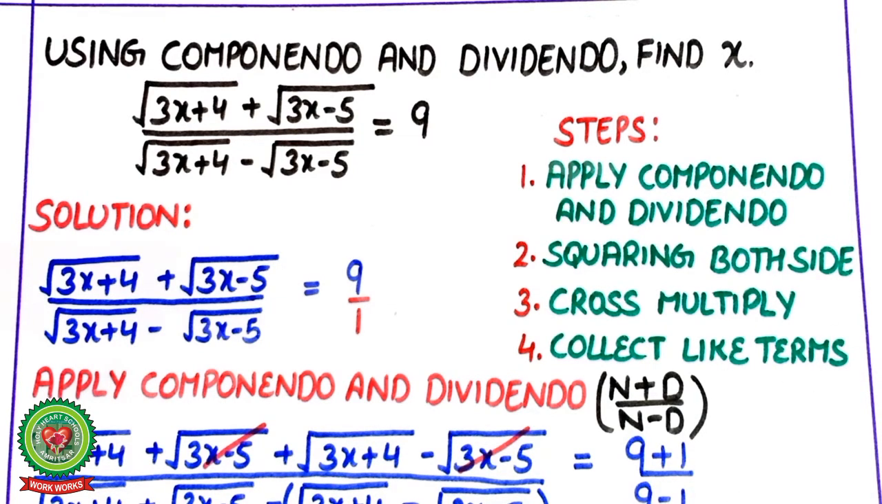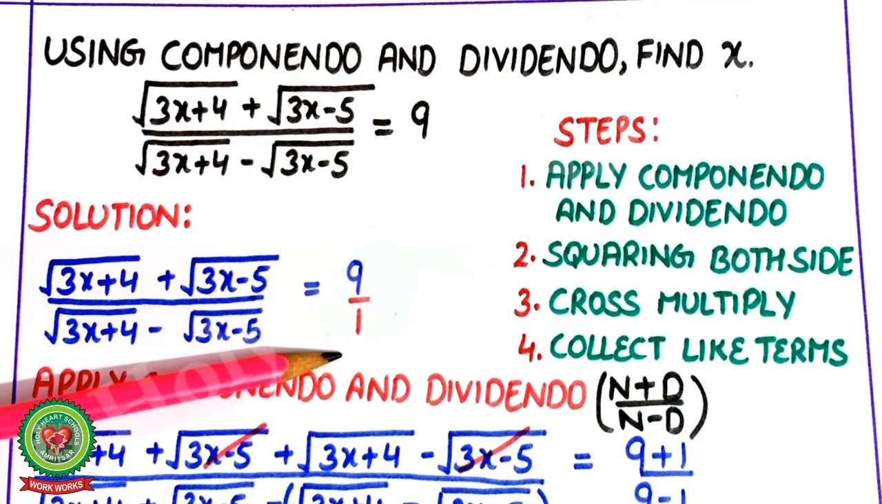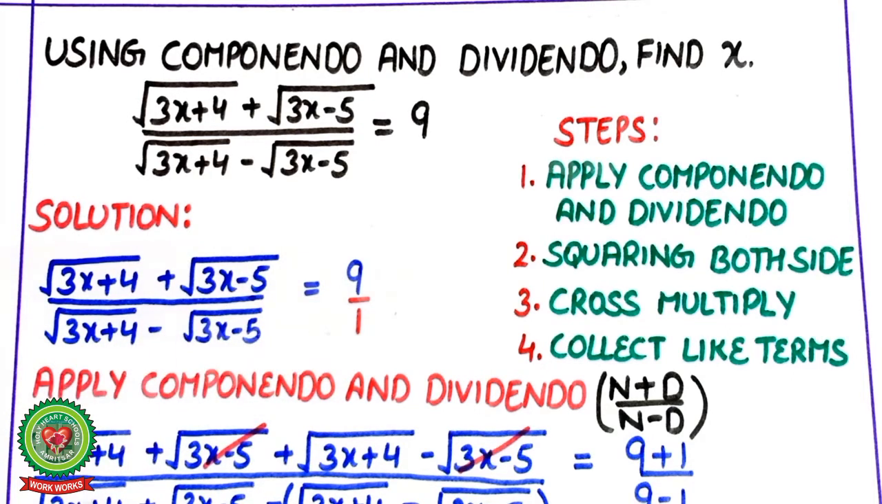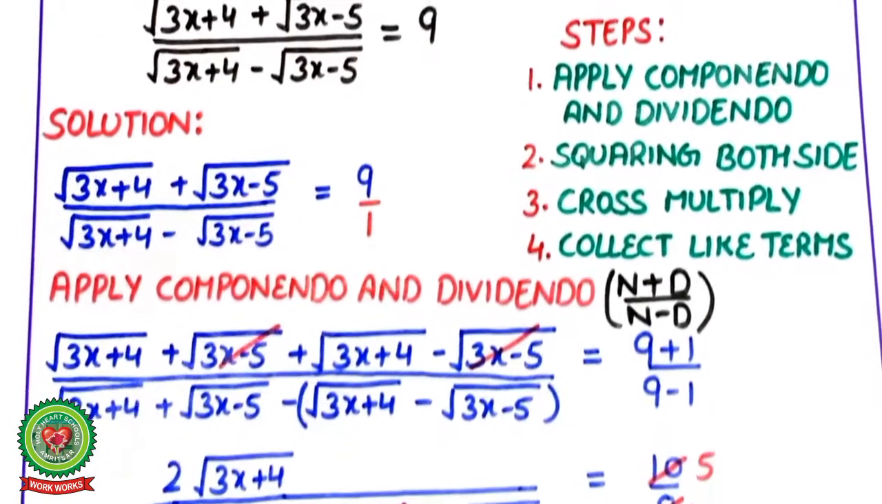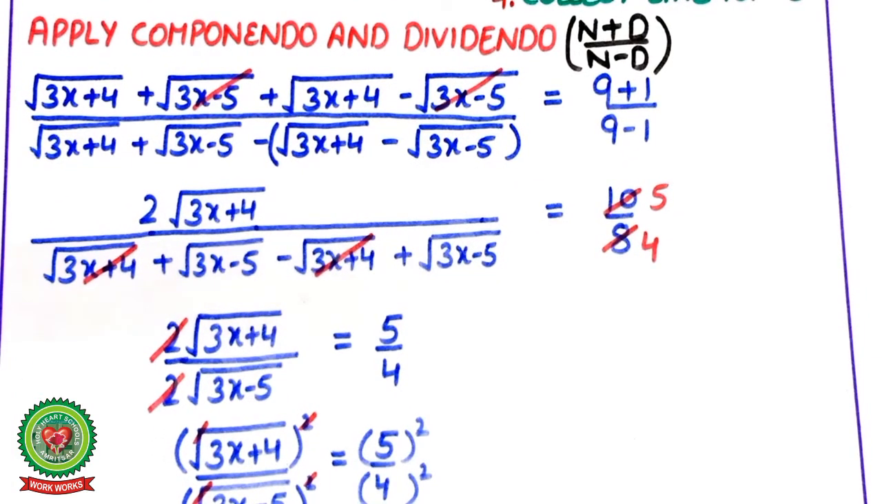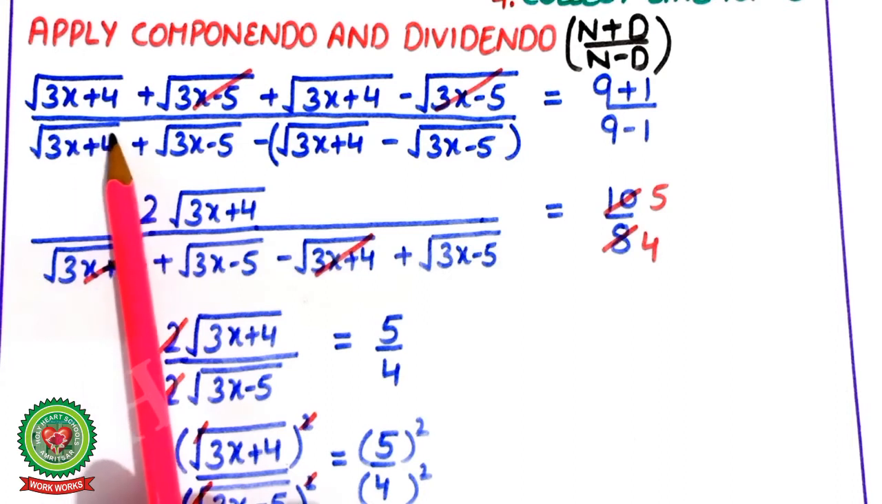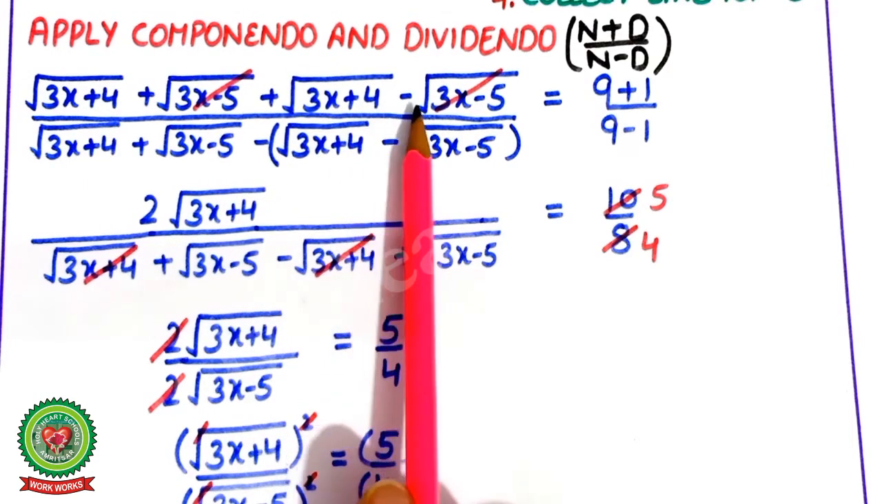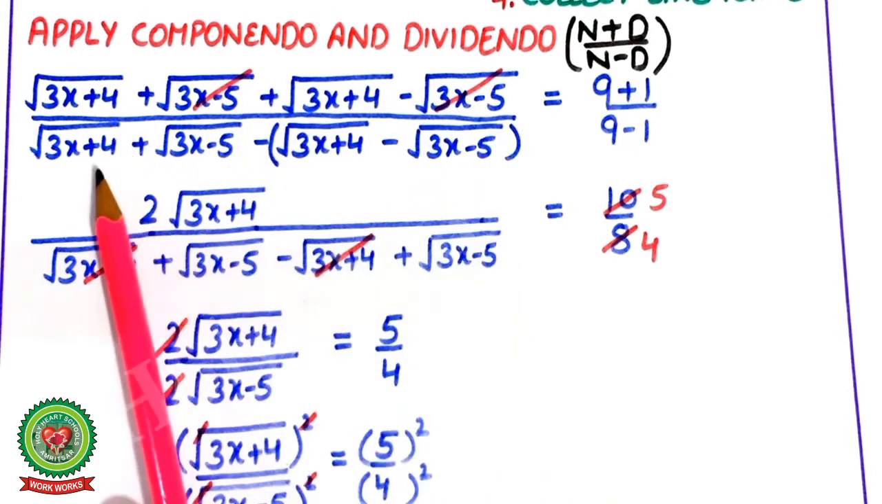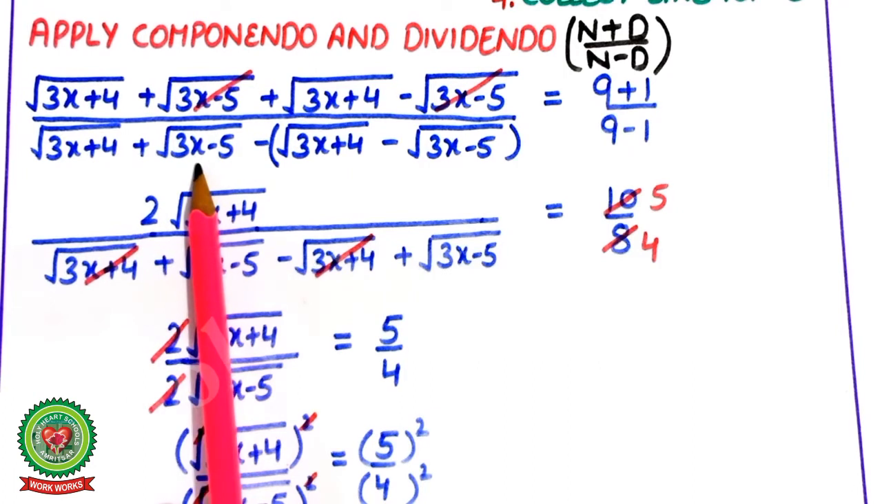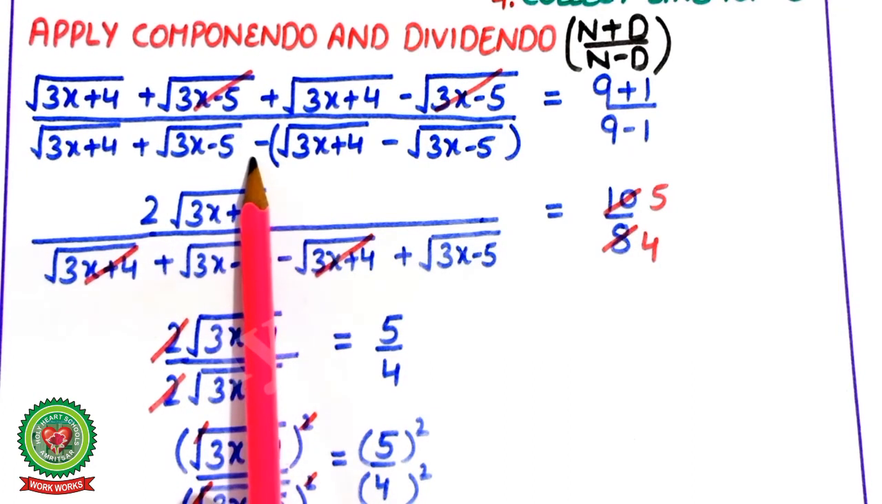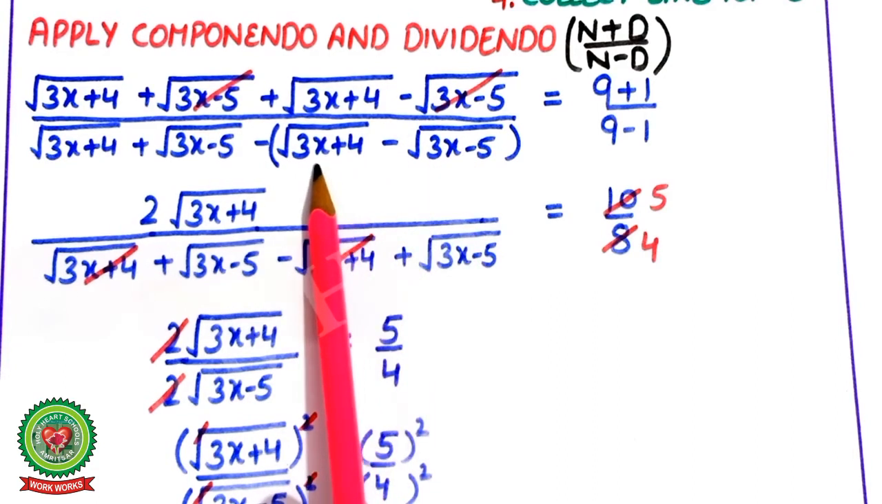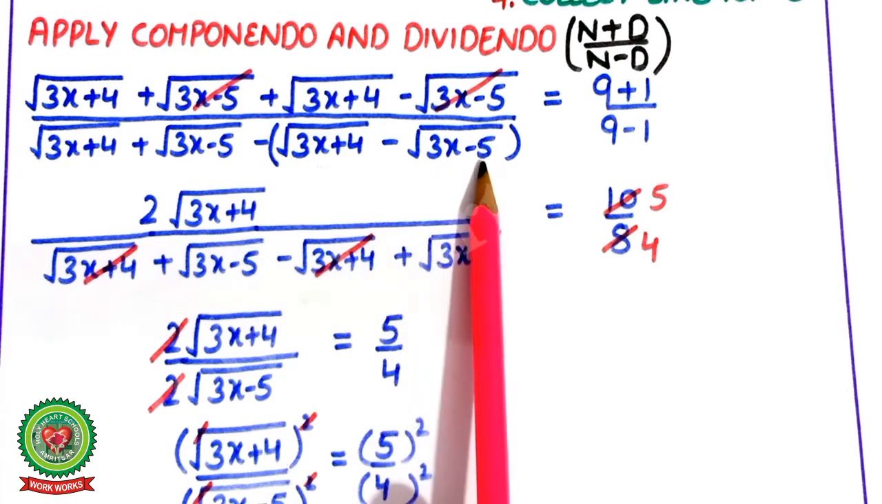In this case, first of all complete the fraction here: 9 upon 1. After this, we apply componendo and dividendo. The formula is numerator plus denominator upon numerator minus denominator. After applying componendo and dividendo, the next step is: square root of 3x plus 4 plus square root of 3x minus 5 plus square root of 3x plus 4 minus square root of 3x minus 5, upon square root of 3x plus 4 plus square root of 3x minus 5 minus, and in the bracket the denominator is square root of 3x plus 4 minus square root of 3x minus 5.